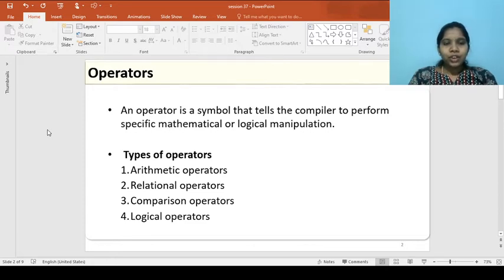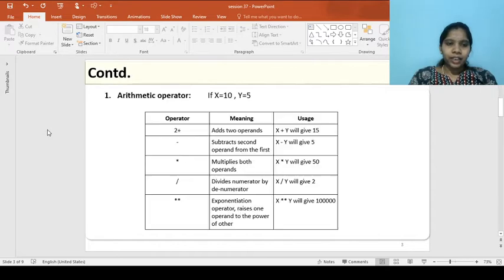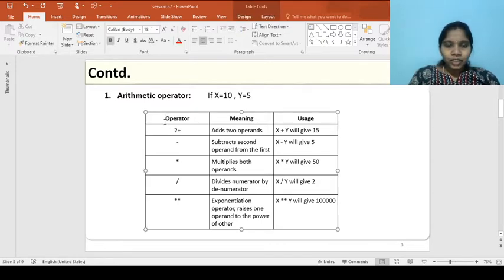In PL/SQL we can have four types of operators: arithmetic operators, relational operators, comparison operators and logical operators. Let us see them one by one in detail. The first type is the arithmetic operator. Here the table shows the arithmetic operators and their meaning along with the example.